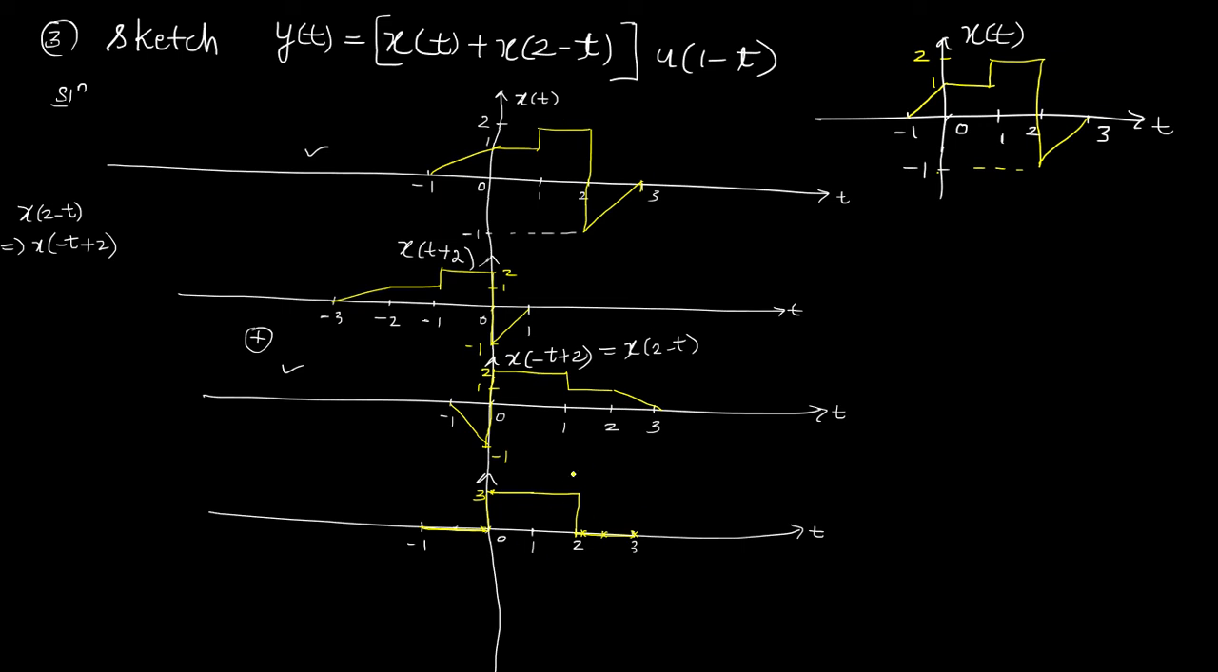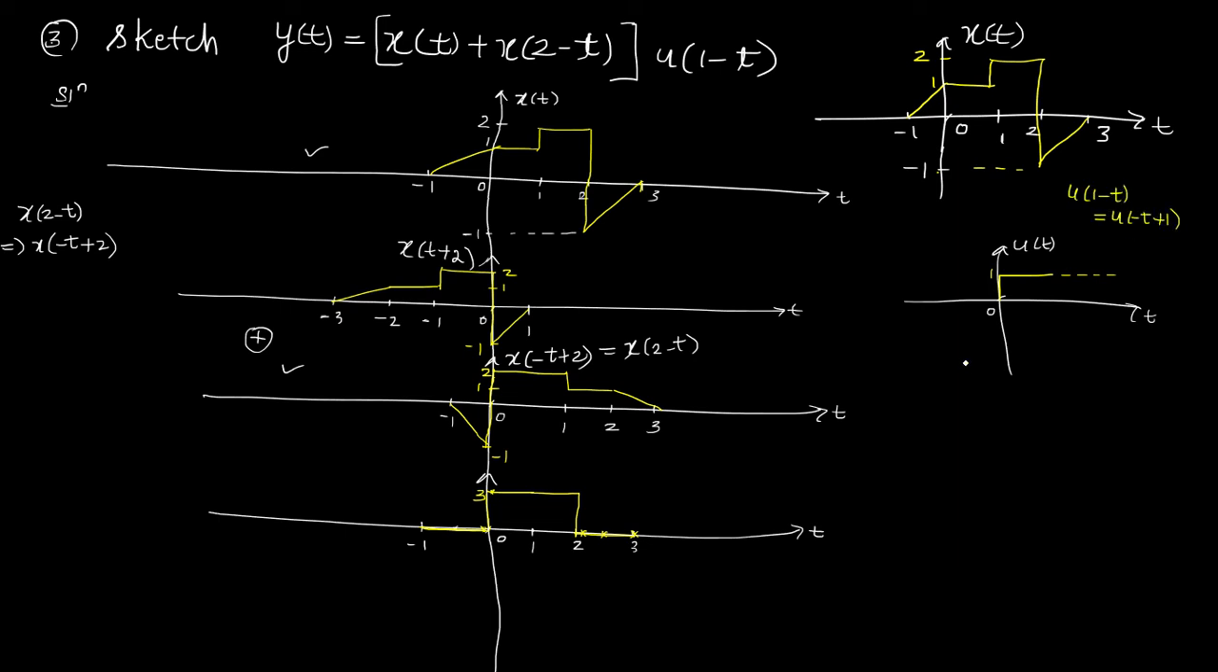This you have to multiply with u of 1 minus t. I will show you how to sketch u of 1 minus t. How to sketch u of t. Starting from 0, 1, 1, 1 amplitude. Correct. This is u of t, right? You have to remember this. Now how to sketch u of 1 minus t. See, u of 1 minus t is nothing but u of minus t plus 1.